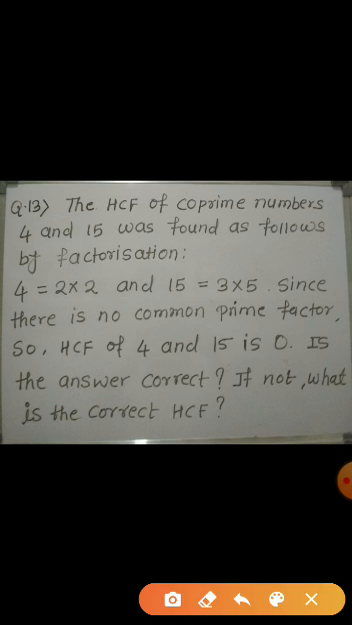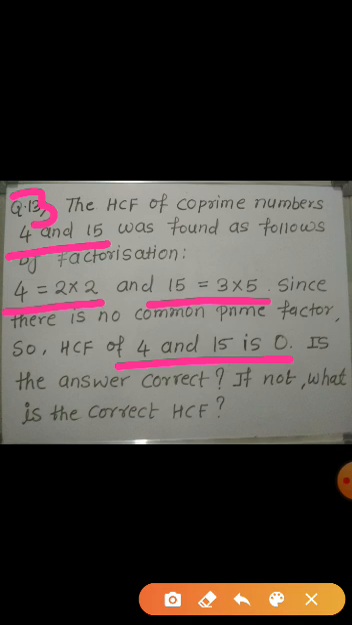Now come to question number 3. The HCF of co-prime numbers 4 and 15 was found as follows by factorization. The prime factorization of 4 is given to you and the prime factorization of 15 is given to you. Since there is no common prime factor, the HCF of 4 and 15 is 0. Is the answer correct? If not, what is the correct HCF?